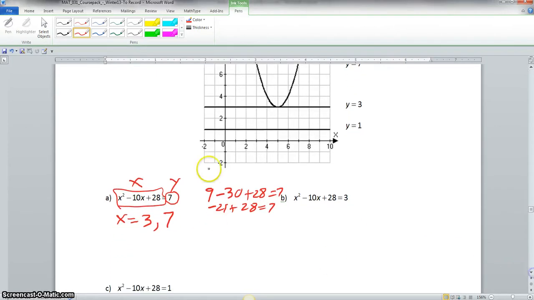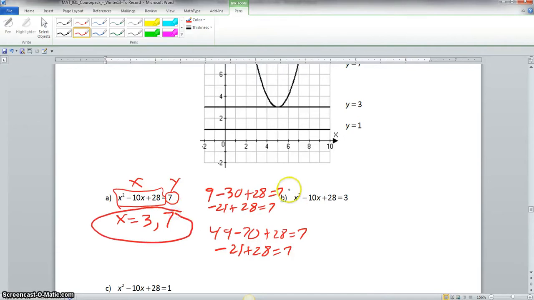Now we're going to try and use 7. Now if we put in 7, we know 7 squared is 49. And then 7 here, that'll give us minus 70, plus 28 is supposed to be 7. 49 minus 70 is a negative 21, plus 28 is 7. So it works. So this is our answer. X is 3 and y is 7.